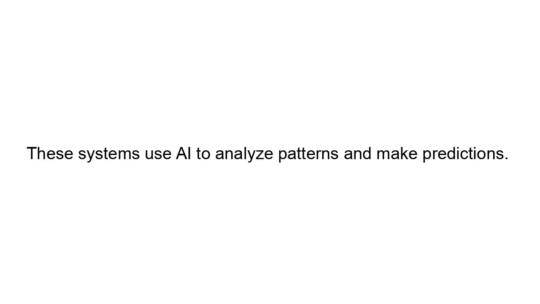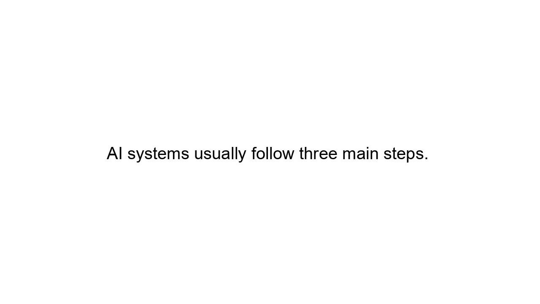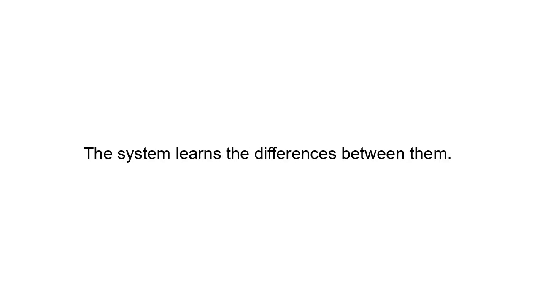How AI works. AI systems usually follow three main steps. Step 1. Collect data. AI systems learn from data. Examples of data include images, text, numbers, user behavior. Example dataset: images of cats, images of dogs. The system learns the differences between them.